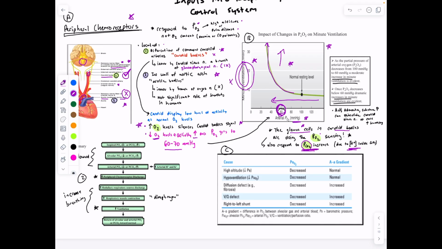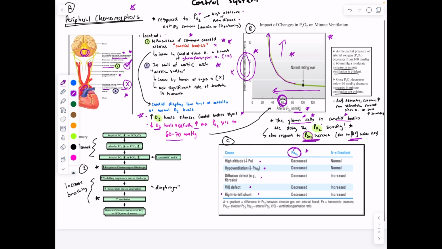All right, and so what would cause a decrease in our oxygen content? For instance, high altitude, not breathing enough, some sort of diffusion defect, aka fibrosis. It's harder for oxygen to get into the blood. Some sort of mismatch of ventilation and perfusion, which we talked about in the previous set of lectures, and then an abnormal shunt, aka mixing of poorly oxygenated blood with well-oxygenated blood. All right, but all of those would decrease your partial pressure of oxygen, and therefore all would stimulate the glomus cells inside of the carotid bodies located at the bifurcation of the common carotid arteries, and that would stimulate our medulla, which would stimulate our diaphragm to increase breathing.